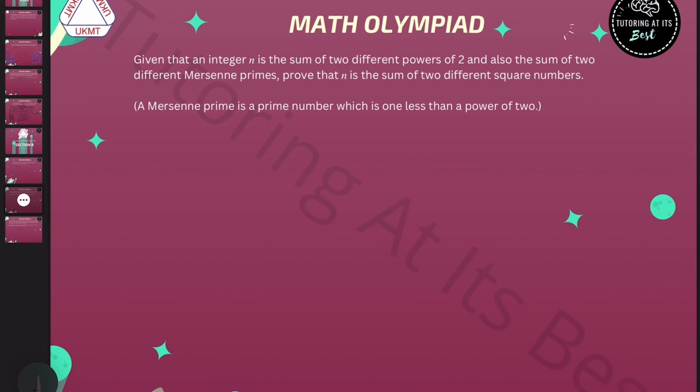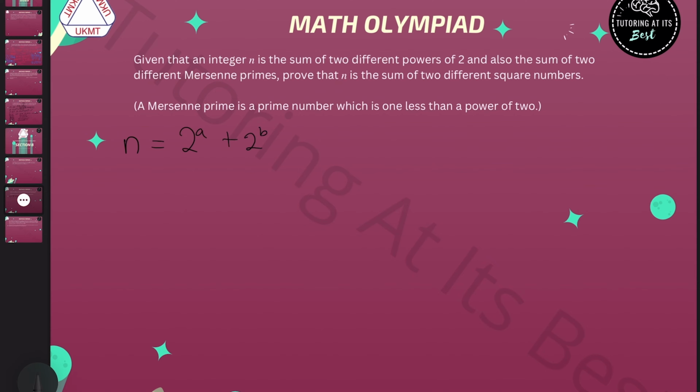Given that an integer n is the sum of two different powers of 2, and also the sum of two different Mersenne primes, prove that n is the sum of two different square numbers. Now remember, a Mersenne prime is a prime number which is one less than a power of 2. Right, so we're looking for a number n that is the sum of two different powers of 2.